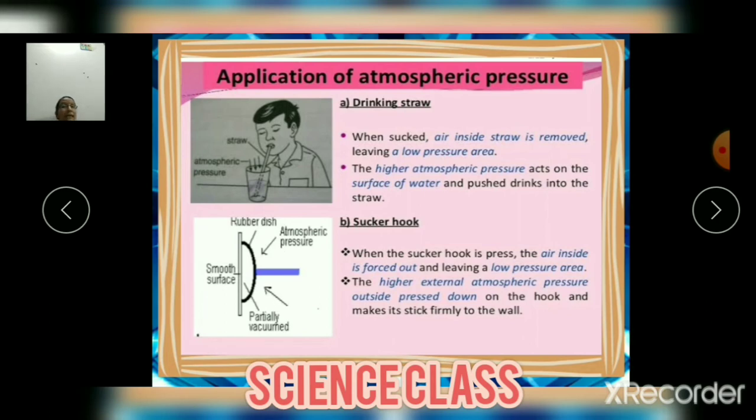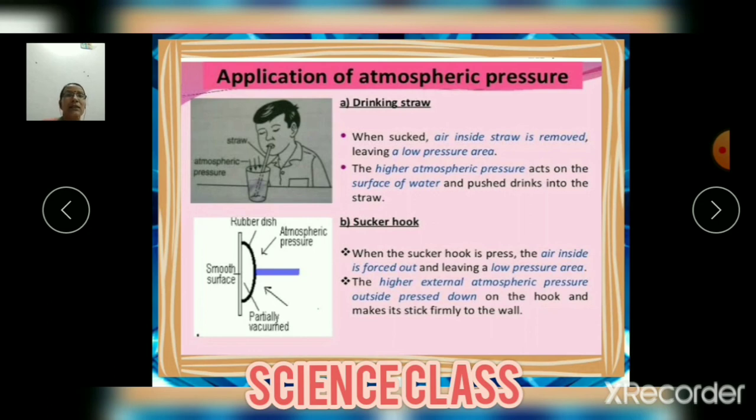Clear? Next, mountaineers feel breathing difficulties when they are climbing the mountains. So they carry an oxygen cylinder, because there is little or no vegetation. At the higher altitude, the pressure of the air is very low. Due to the low pressure, they feel breathing difficulties. That's why they carry an oxygen cylinder with them.